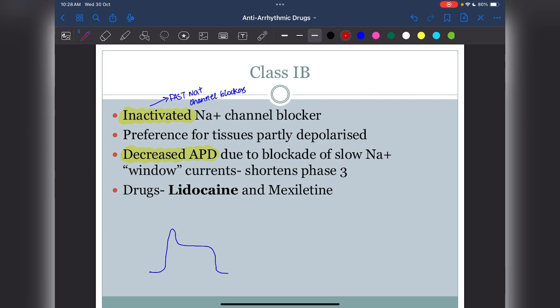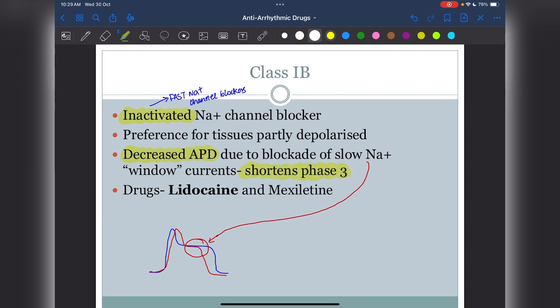There is a decrease in action. See, they are blocking sodium channels, so there will be a decrease in slope. But here there is also a decrease. Now this decrease here occurred due to blockage of sodium window currents. I already told you the three types of currents that are responsible for the phase 2 plateau: one was calcium influx, one was potassium efflux, and one was slow sodium window currents. So because of this blockade of sodium window currents, this will shorten phase 3.